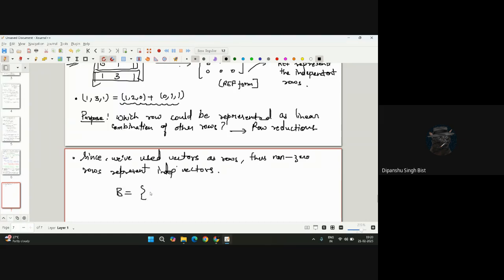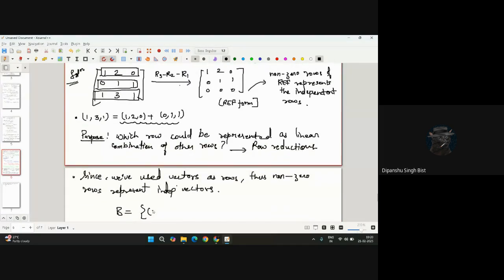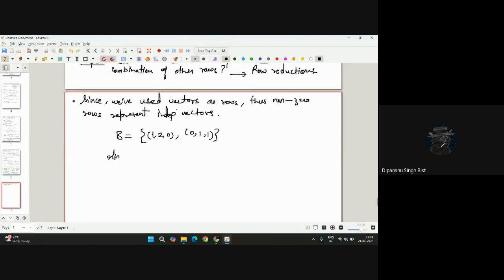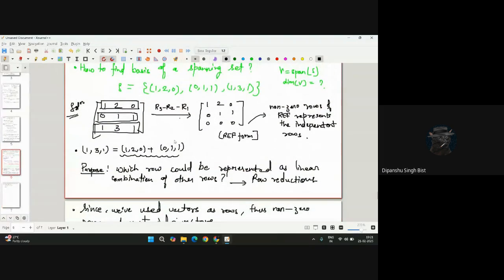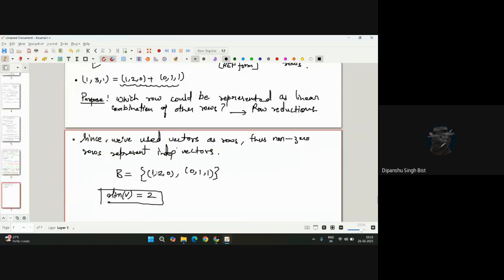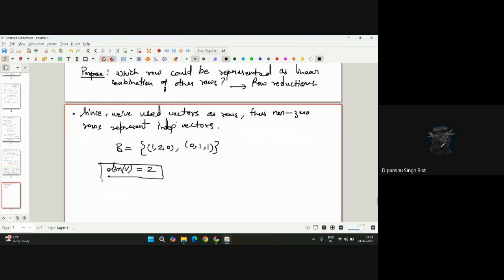The basis in this case is 1 comma 2 comma 0 and 0 comma 1 comma 1. If you now want to find the dimension of V, the dimension of V is the cardinality of B, which is 2. So what can you say about V? We initially saw that the points are in R3, because they have X component, Y component, Z component, but the dimension of V is 2. So what can I say about V?